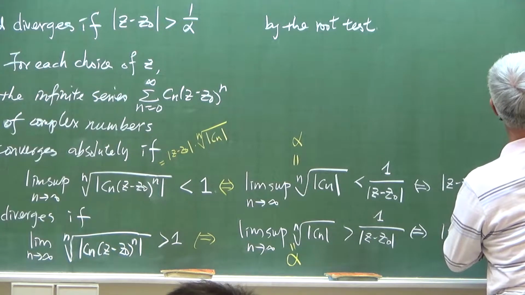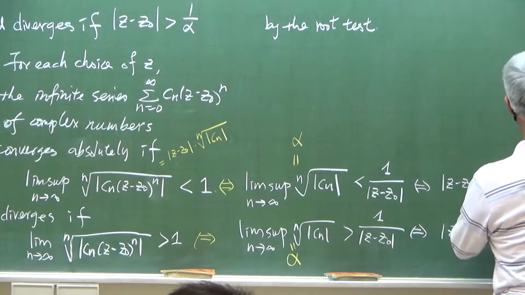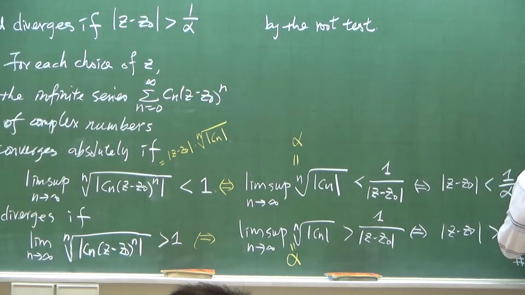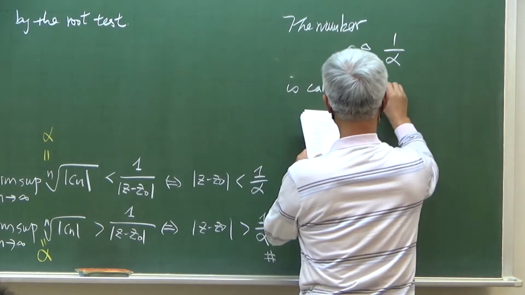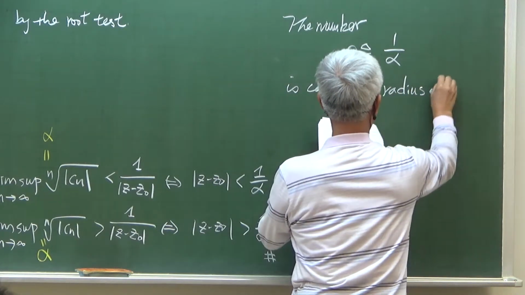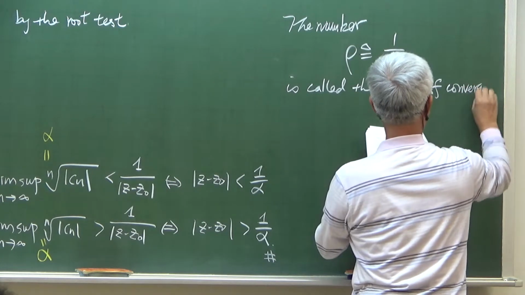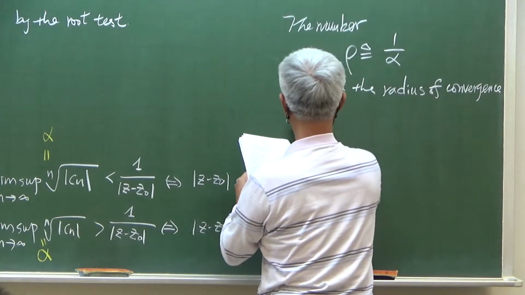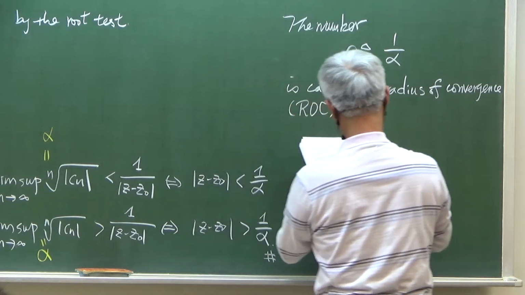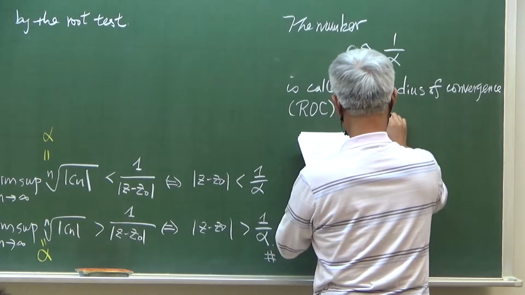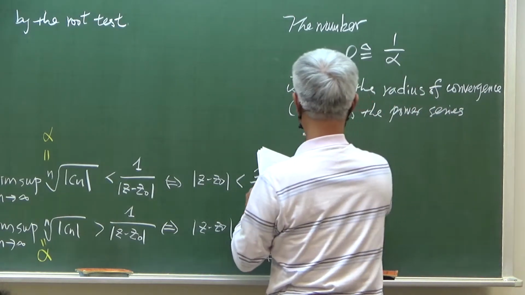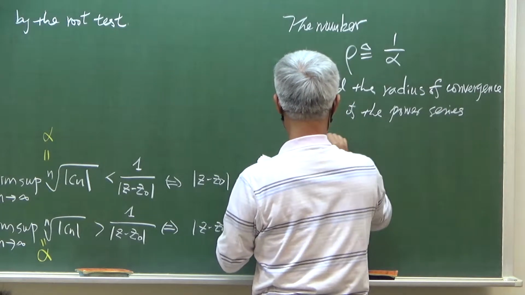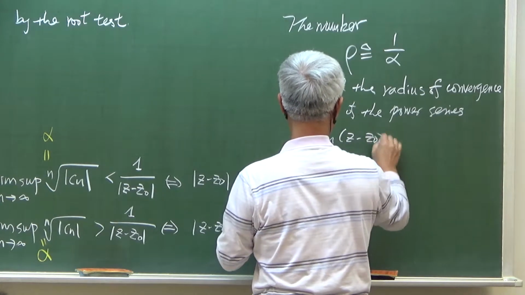So the number 1 over alpha is called the radius of convergence, all right? ROC of the power series. Okay?